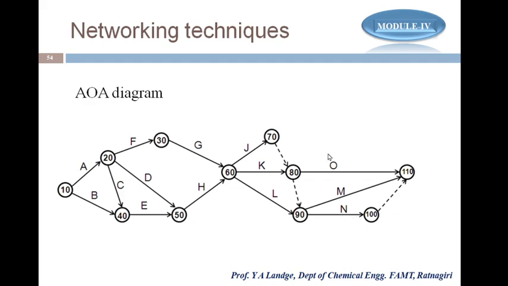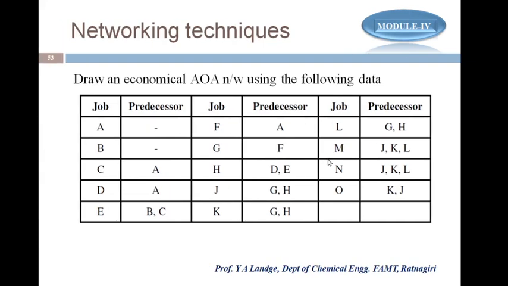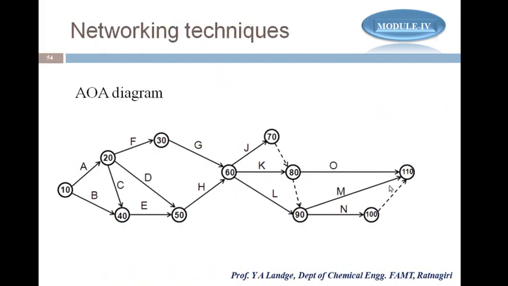Let's look at the last activity, which is O. O depends on K and J. With the help of this table, we are drawing that one. O is K and J. So let's see, where is K? Here is K and here is J. It means from this node, J and K meet here. And from this, again, we draw an arrow for activity O. And then once O and N are completed, our project ends. So this is the network diagram.